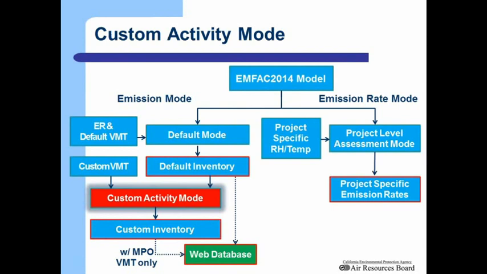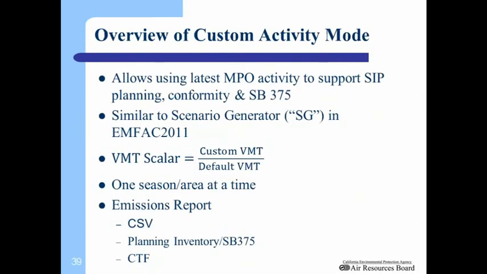As Kathy mentioned, custom activity is part of emission mode in the EMFAC2014 model, highlighted in red here. This is the custom activity mode in emission mode. If you have user-defined VMT, for example, from a regional travel demand model, you can use custom activity mode to estimate emissions. Custom activity mode uses VMT and speed provided by the user to estimate emissions. Custom activity is mainly used for SIP planning, conformity analysis, and SB375 assessments.